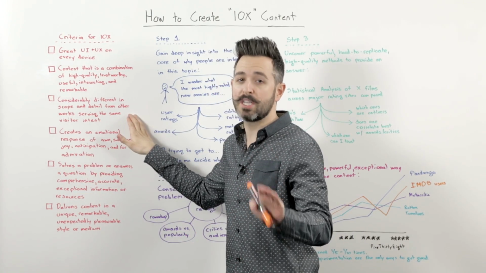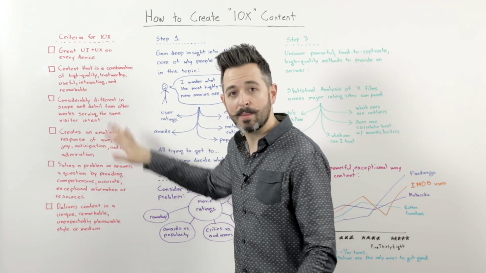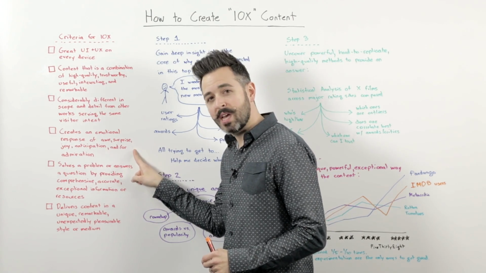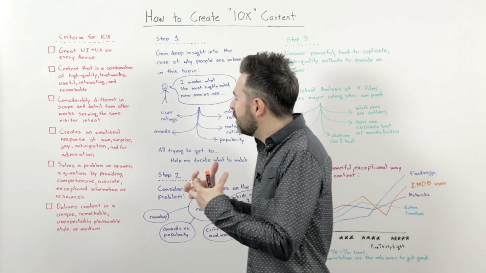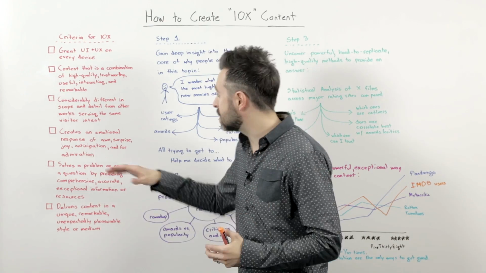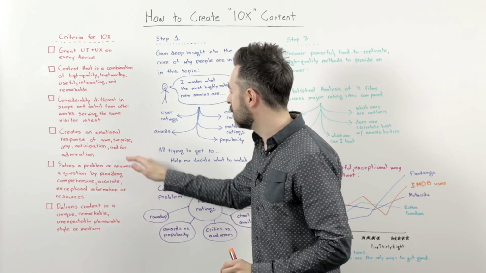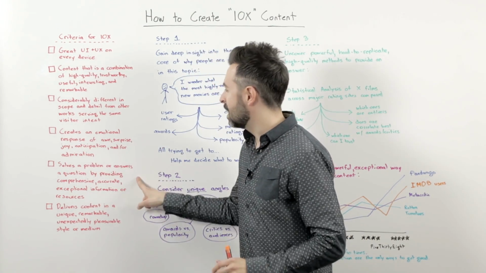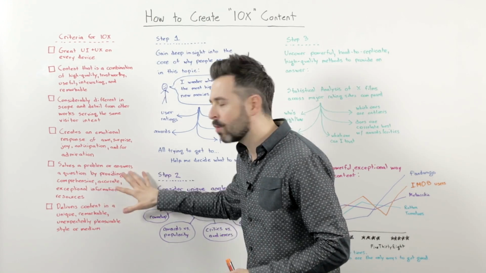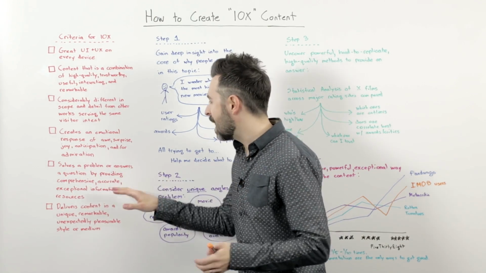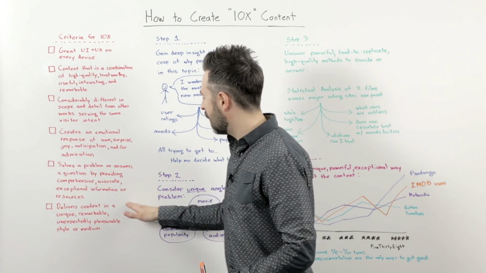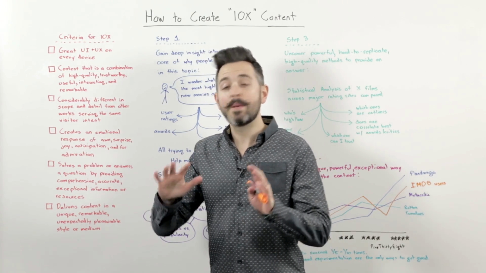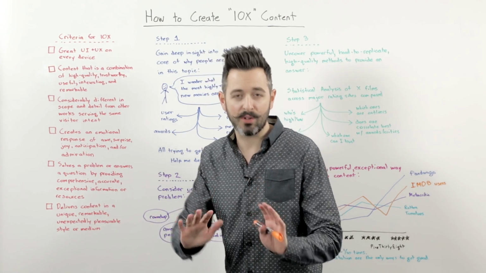It's got to be considerably different in scope and in detail from other works that are serving the same visitor or user intent. And it's got to create an emotional response, right? I want to feel awe. I want to feel surprise. I want to feel joy, anticipation, or admiration for that piece of content in order for it to be considered 10x. It has to solve a problem or answer a question by providing comprehensive, accurate, exceptional information or resources. And it's got to deliver content in a unique, remarkable, typically unexpectedly pleasurable style or medium.